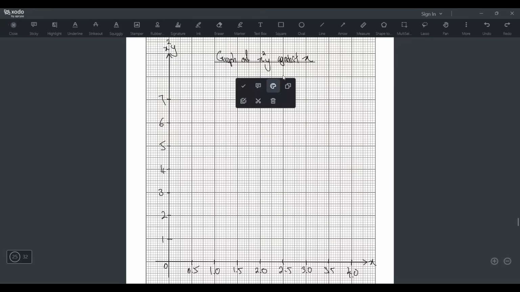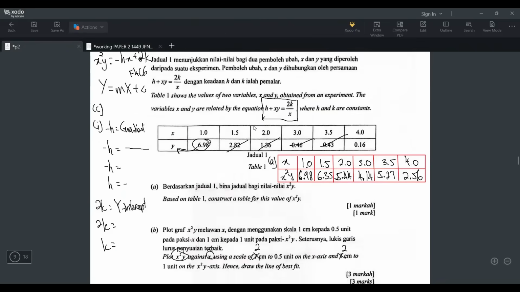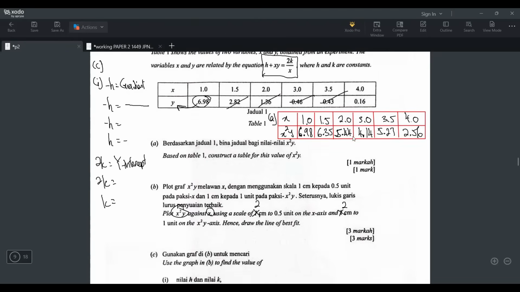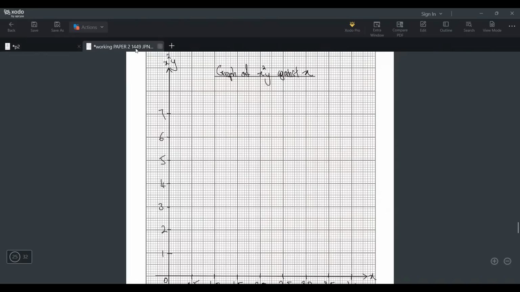Now we can plot it. Okay, so what is the first point? Let's go to the table. Okay, we cannot look at the table they give us in the soalan. We have to look at the red color table, the one I did myself. So 1, 6.98. So let's go 1, 6.98.